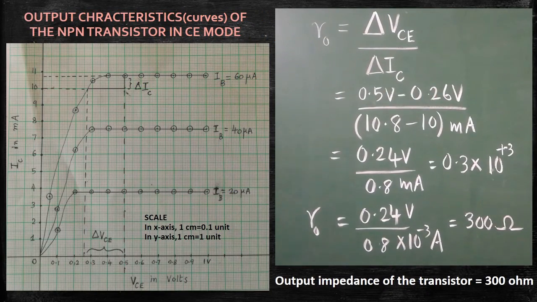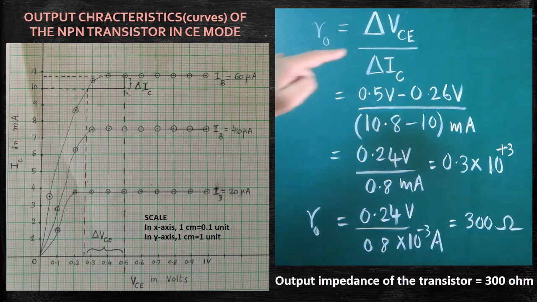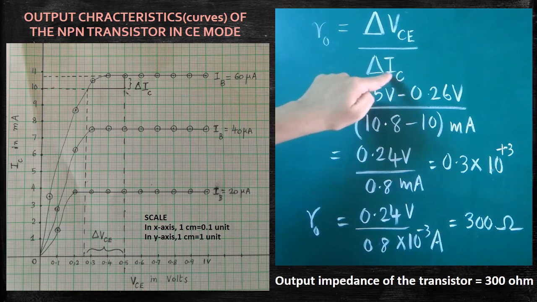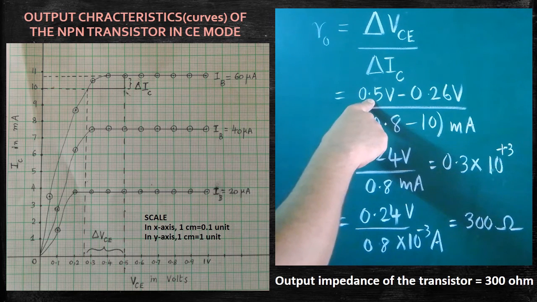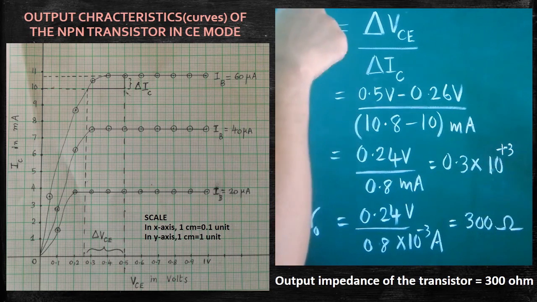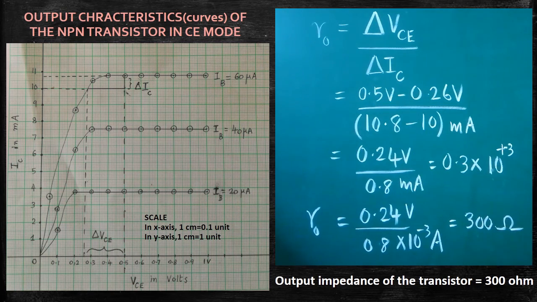Now we are going to calculate the output impedance of the given transistor. To calculate the output impedance of the transistor, this formula is to be used: RO is equal to del VCE divided by del IC. Del VCE is nothing but the difference in collector emitter voltage, and del IC is the difference in collector current. From the slope of the graph, we are able to find out the maximum value of VCE, that is 0.5 volt. The minimum value of VCE is 0.26. Are you clear? Here from the slope, the lines are extended towards the x-axis. There from the intersection point, these two values are taken.